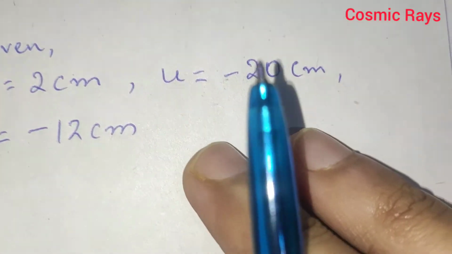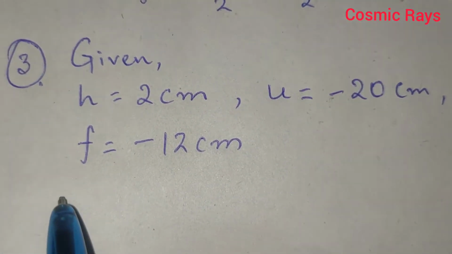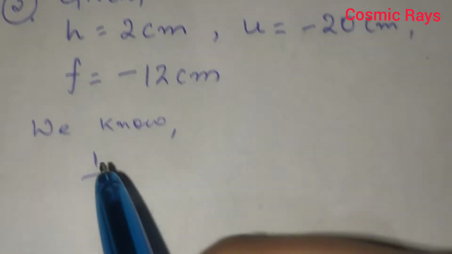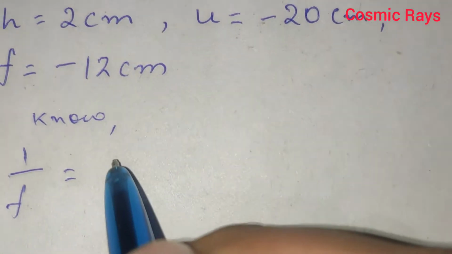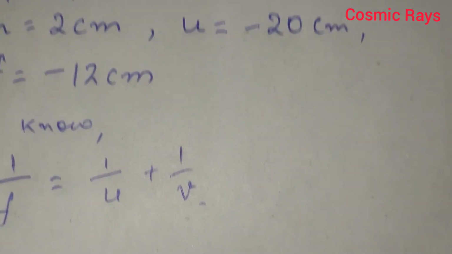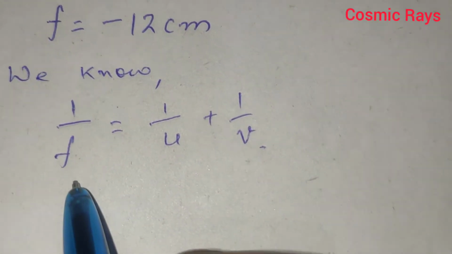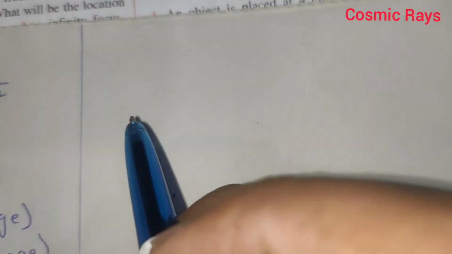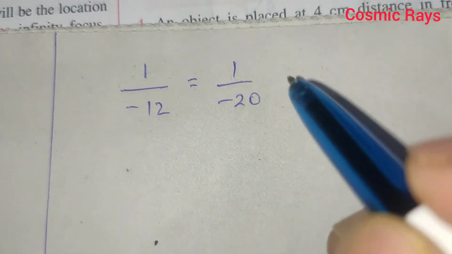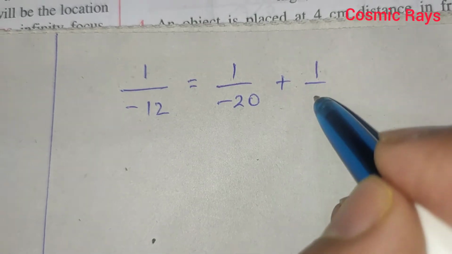Now we know that the mirror formula is given as 1 by f is equal to 1 by u plus 1 by v. So we put the values along with the sign. 1 by f is 1 by minus 12 is equal to 1 by minus 20 plus 1 by v. That is the distance of the image.